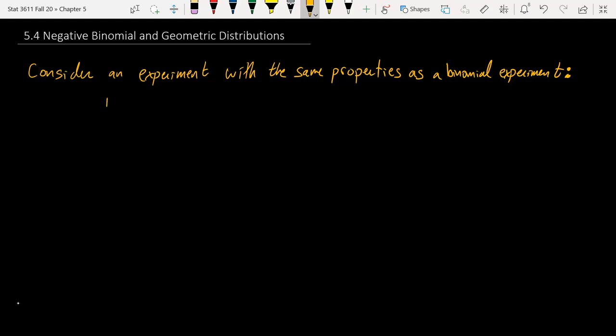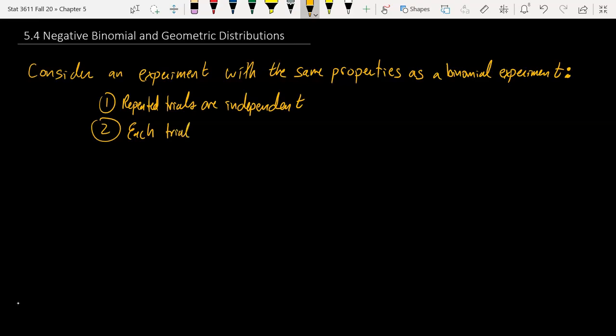So what are a couple of the key properties we need for a binomial experiment? One, we have repeated trials, and they are all independent. Two, each trial yields a success with probability p, constant probability p.